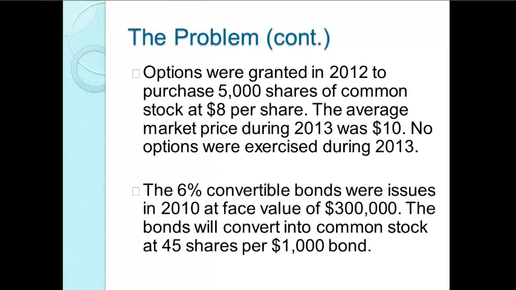Now, to calculate diluted EPS, you need the rest of the problem. So here it is. Options were granted in 2012 to purchase 5,000 shares of common stock at $8 per share. The average market price during 2013 was $10. No options were exercised during 2013. The 6% convertible bonds were issued in 2010 at face value of $300,000. The bonds will be converted into common stock at 45 shares per $1,000 bond.